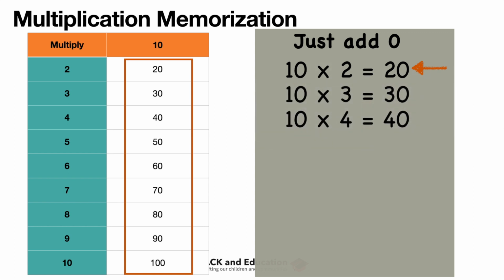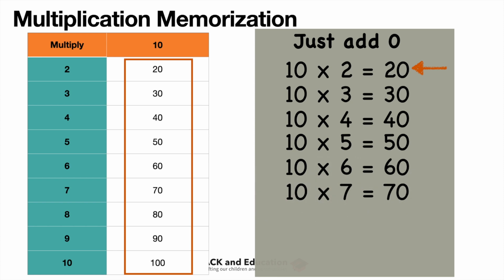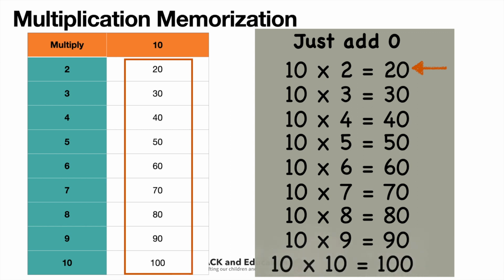10 times 4 is 40. 10 times 5 is 50. 10 times 6, you guessed it, is 60. 10 times 7, 70. 10 times 8 is 80. 10 times 9 is 90. And 10 times 10 is 100.